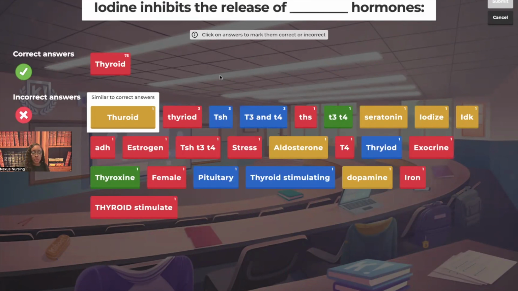So you guys need to know that this is an anti-thyroid agent. And so it's given often as a pre-treatment to thyroidectomy if the patient has to get that thyroid gland removed. Also treats that patient that's in thyrotoxic crisis and for radiation exposure.